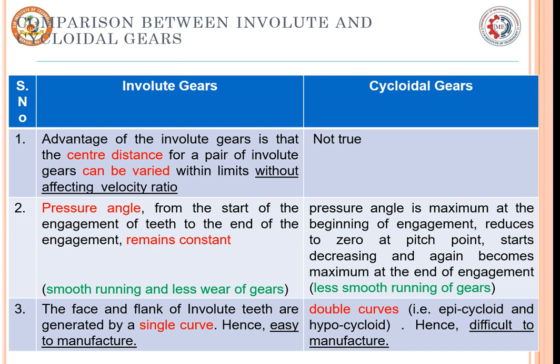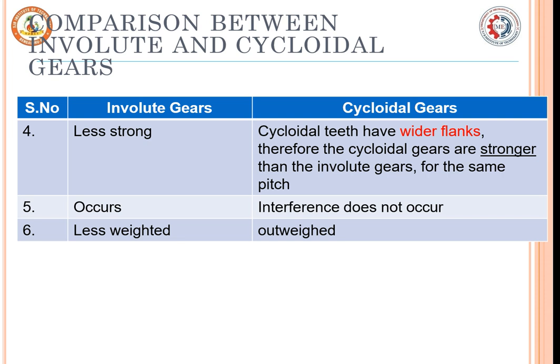In the cycloidal gear, pressure angle is maximum at the beginning of engagement, reduces to 0 at the pitch point, and again becomes maximum at the end of engagement. The face and flank of an involute tooth are generated by a single curve. In the cycloidal gear, it is a double curve, epicycloidal and hypocycloidal. So it is difficult to manufacture cycloidal gears, and easy to manufacture involute gears.